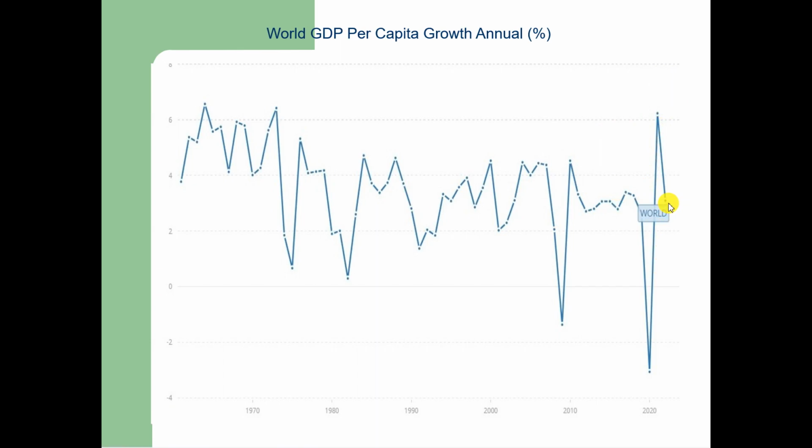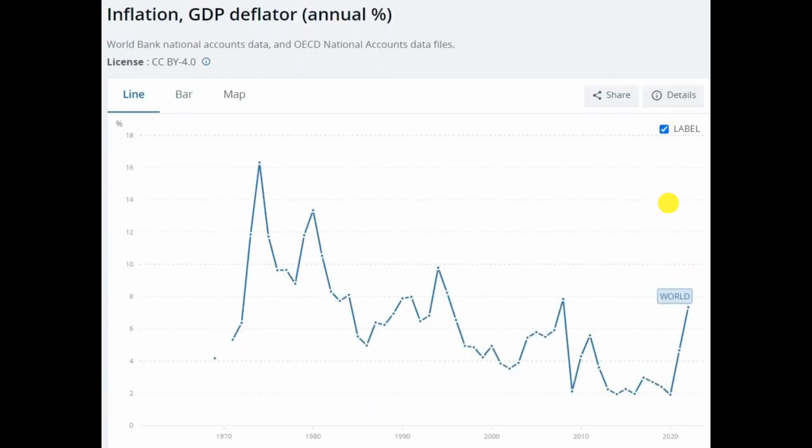This is the GDP deflator annual rate, and again there are ups and downs, starting with somewhere 5 point something percent, and here in this year this is more than 16%, and this is coming down in the year 2020. This is 2%, and then again in 2024 this is somewhat a little less than 8%.